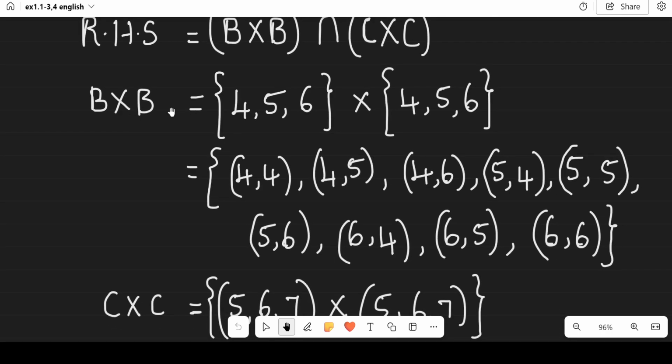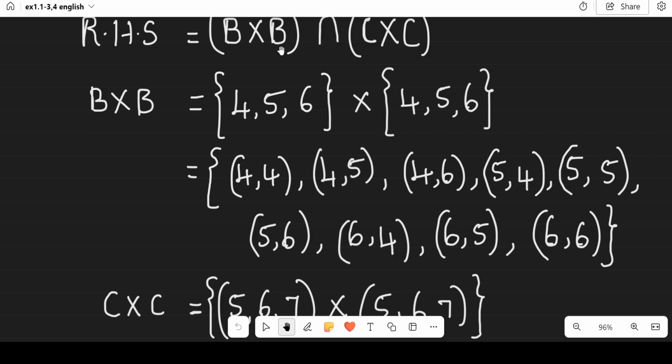Here, B cross B, the value of B is 4, 5, 6, that is given, and one more time 4, 5, 6. This is B cross B, which also comes under the Cartesian product concept. So the answer could be (4,4), (4,5), (4,6), again (5,4), (5,5), (5,6), then (6,4), (6,5), (6,6). This is the answer for B cross B.